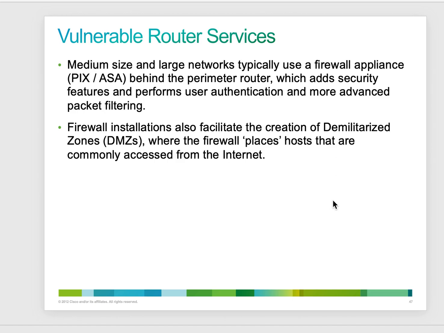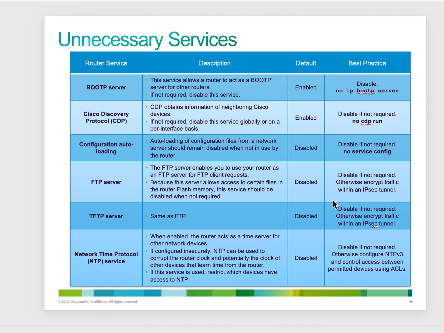After the router, they put the firewalls to protect the local area network, which adds security features and performs user authentication by protecting the packets from being filtered by unauthorized users. Now, we know that firewalls facilitate the creation of the demilitarized zone, where the firewall places hosts that are commonly accessed, or that commonly access the network as trusted partners.